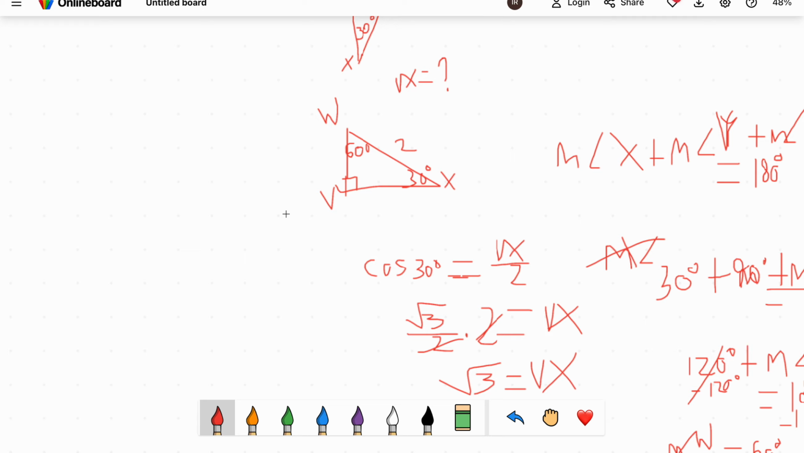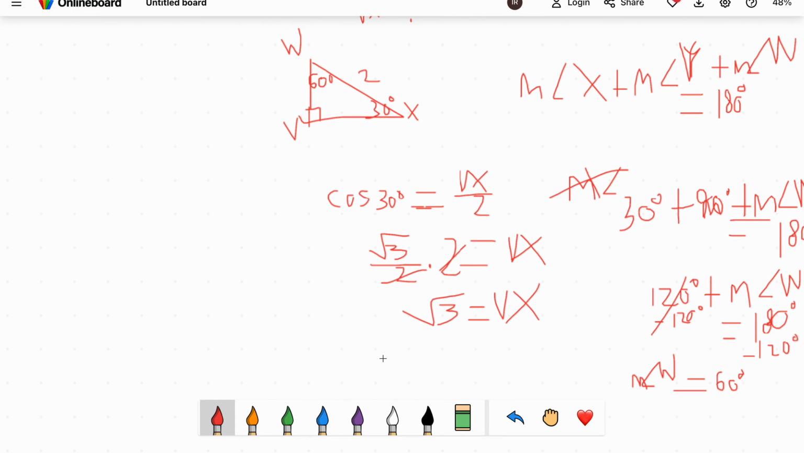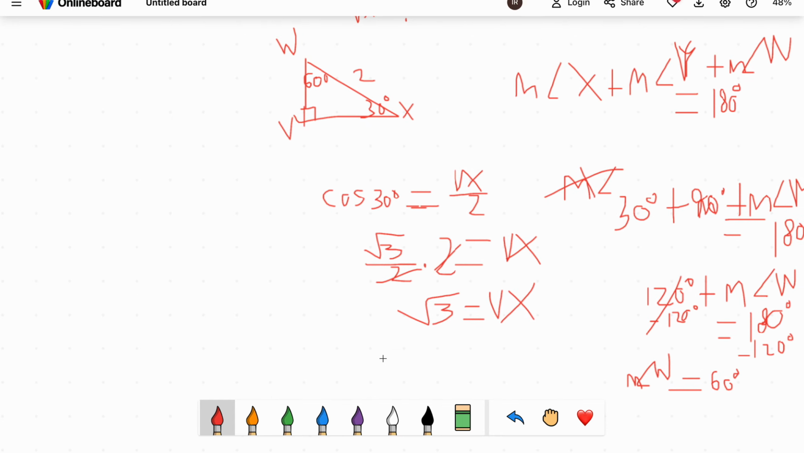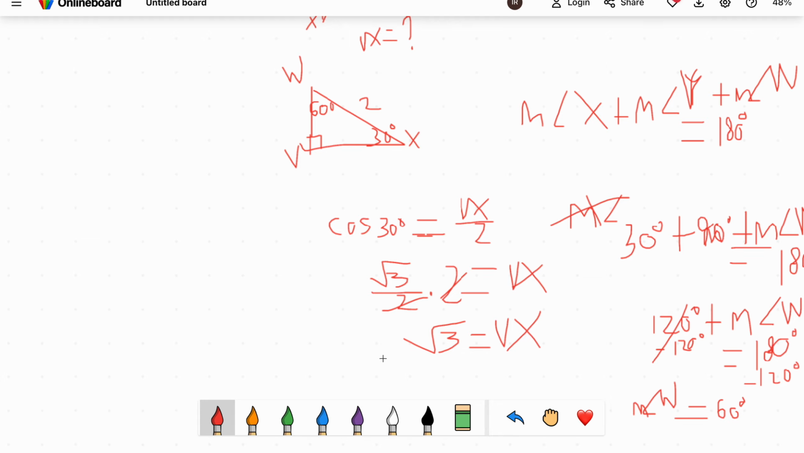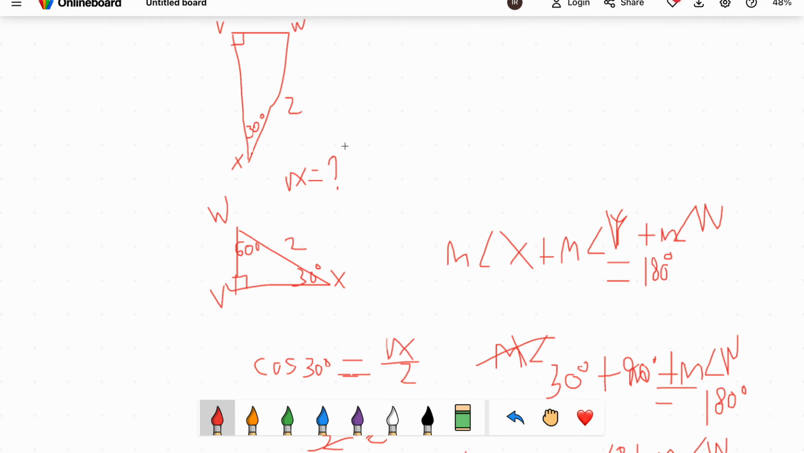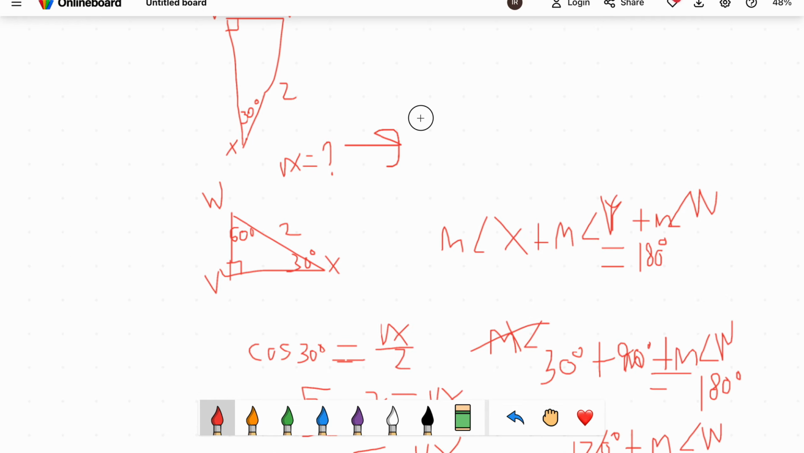So therefore, this shall be the answer. Square root of 3 times V double is equal to Vx, right? We already have square root of 3. And there, it's done. We don't need anything else. So therefore Vx is square root of 3.